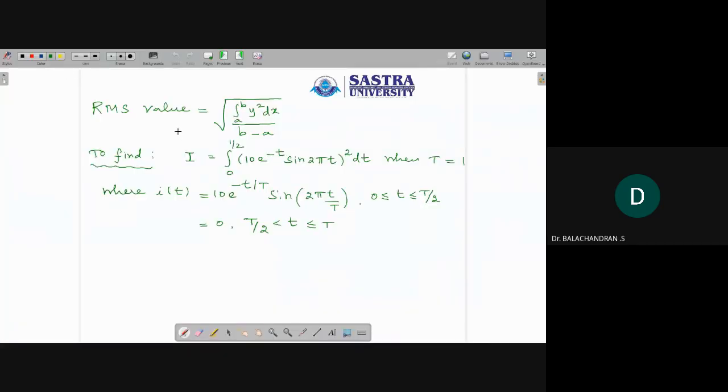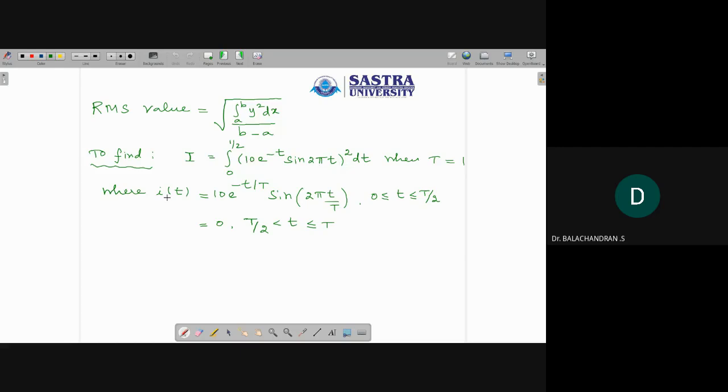Okay, so this is the RMS value, that is the root of the integral from a to b of y square dx divided by b minus a. First I will explain this part and then I'll go to the previous slide. So to find I, integration from 0 to 1 by 2 of 10 into e power minus t into sine 2 pi t, whole square dt, where t equal to 1.